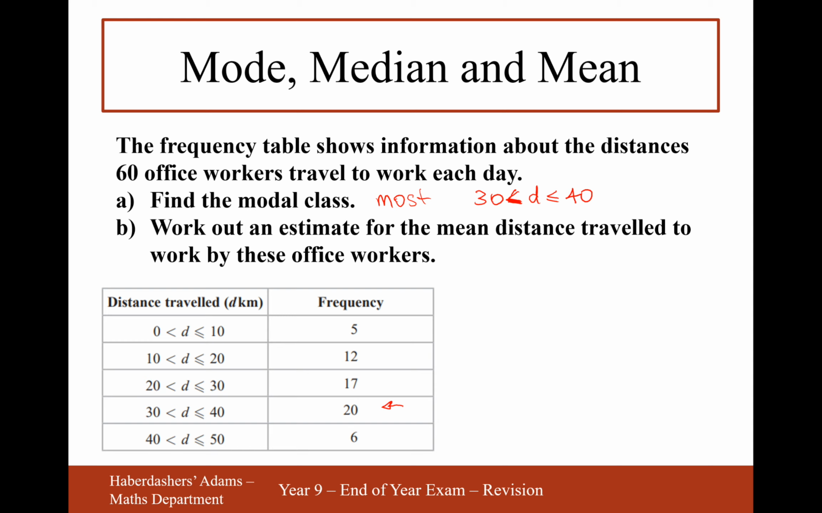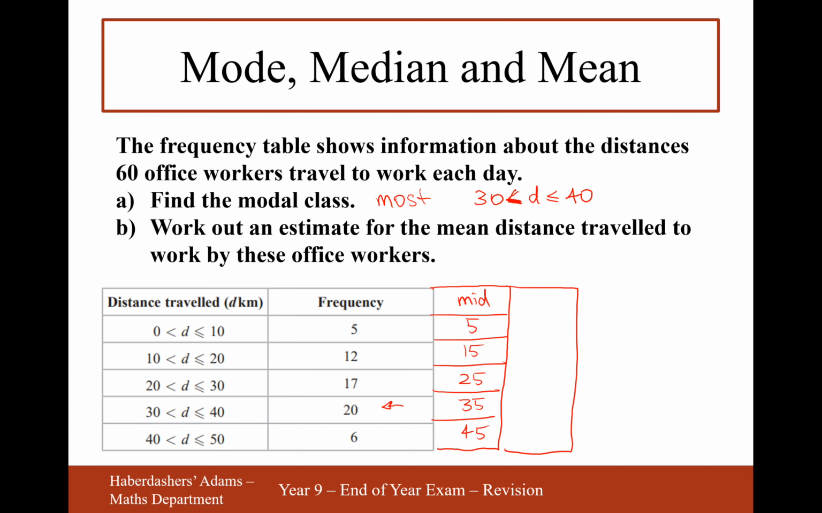Okay, so we remember how to do this from last time. The first thing we do is we do midpoints. So midpoints first. So we'll do between 0 to 10, that's 5. 10 to 20, that's 15. 20 to 30, that's 25. 30 to 40, that's 35. 40 to 50 is 45. Then the next thing we do is we start adding up our data, because remember the mean is adding up the data and then dividing by how many there are.